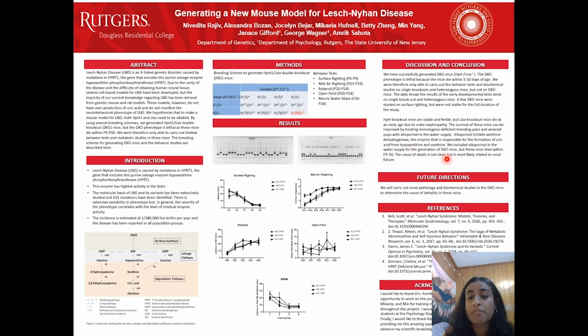The survival of these mice can be improved by treating the homozygous deficient pairs with allopurinol in the water supply, because allopurinol is an enzyme inhibitor of xanthine dehydrogenase, which is responsible for the formation of uric acid. We did include allopurinol in the water supply for the generation of double knockout mice, but these mice still died within P5 to P10. The cause of death is still not clear, but it's most likely related to renal failure.